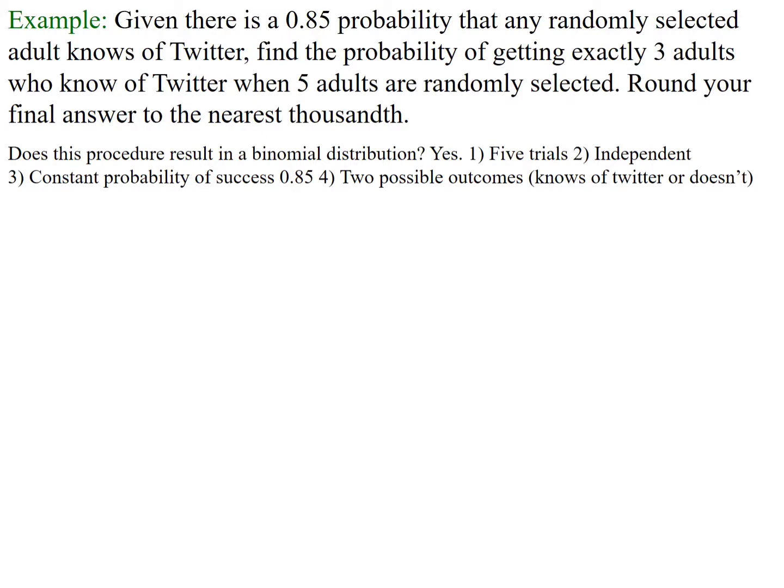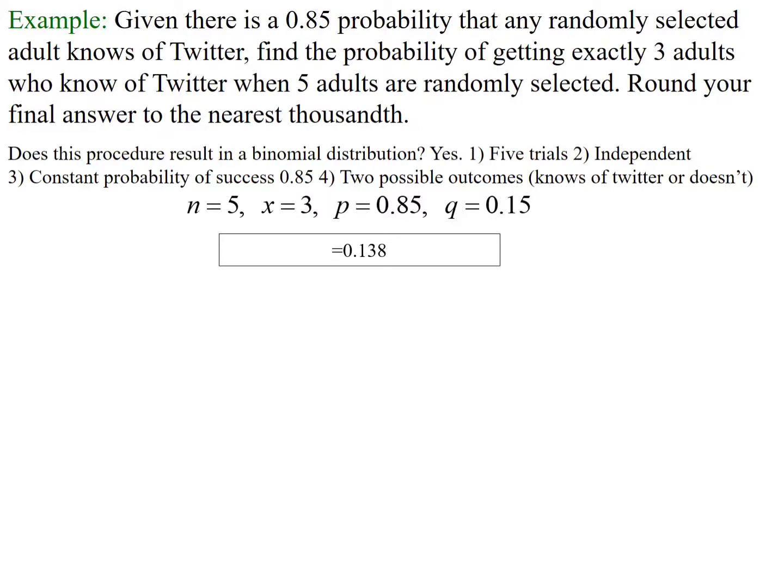Alright, so now my X is exactly 3 adults. That's what I care about. How many adults are chosen? 5. The probability of success, 0.85. My Q, 1 minus 0.85. And then I could plug it into my calculator or do it by hand, and I should get 0.138. I will be showing how to do this on your calculator after I do the next 3 examples.